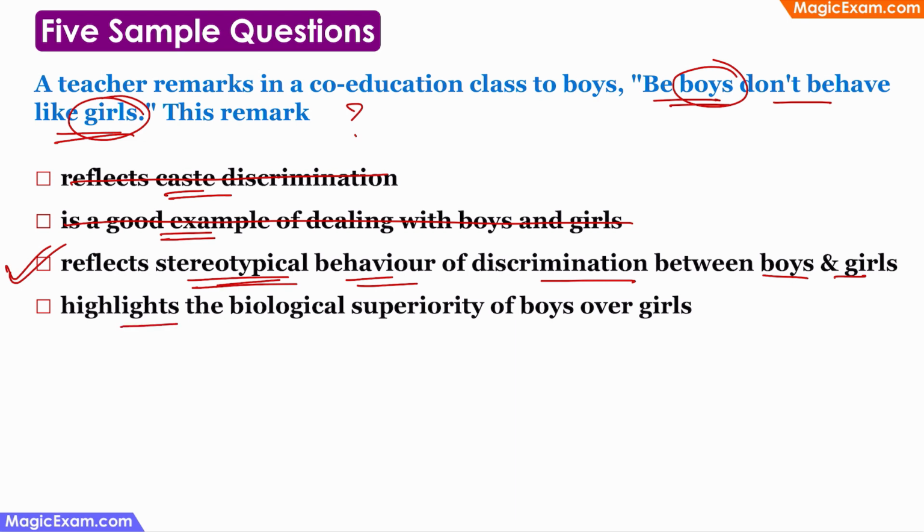Therefore, it reflects stereotypical behavior. And the last one highlights the biological superiority of boys over girls. Now, there is no scientific proof to say that boys are superior to girls. So this statement itself is incorrect. Therefore, option 3 is the correct answer here.